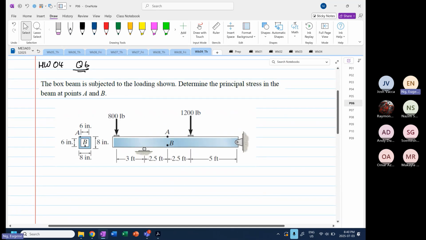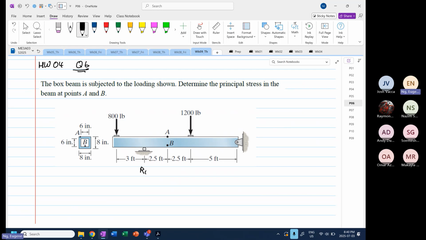We are given a beam, and the beam is pinned on one end and overhangs at a roller. So we have a roller over here, and then we have a pin. Okay. So a roller means it can go left and right. There's no resistance on the left and right.